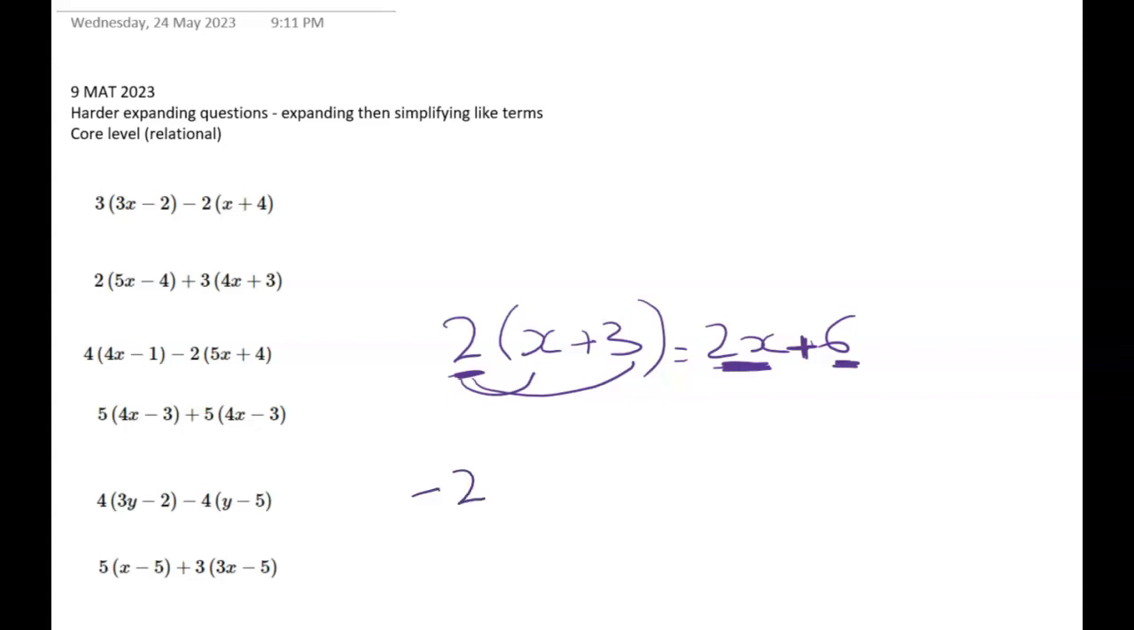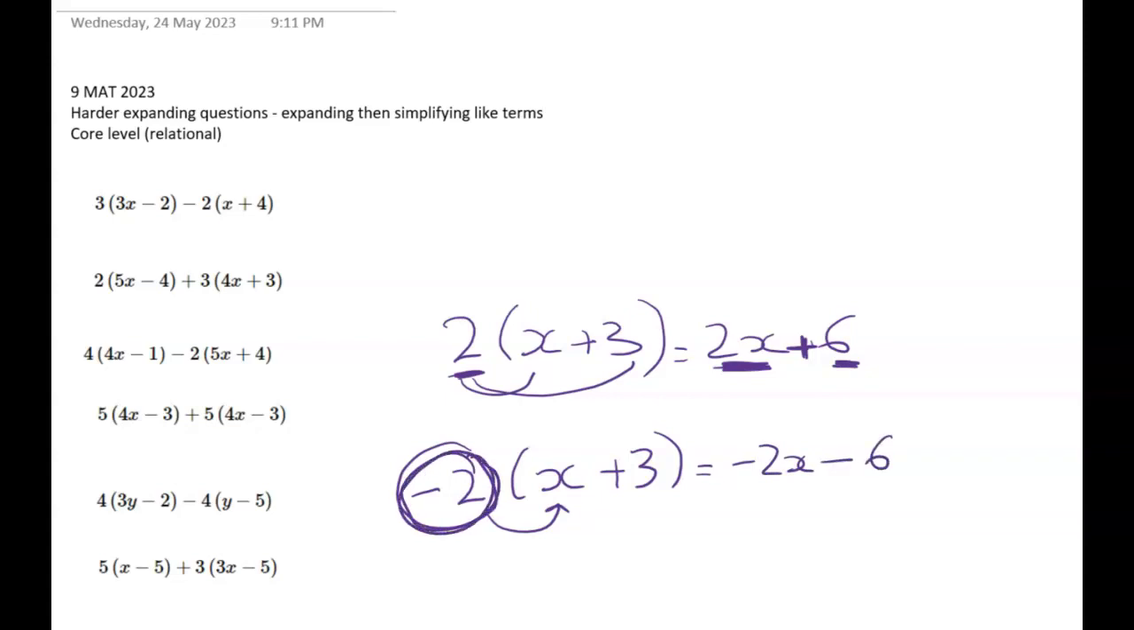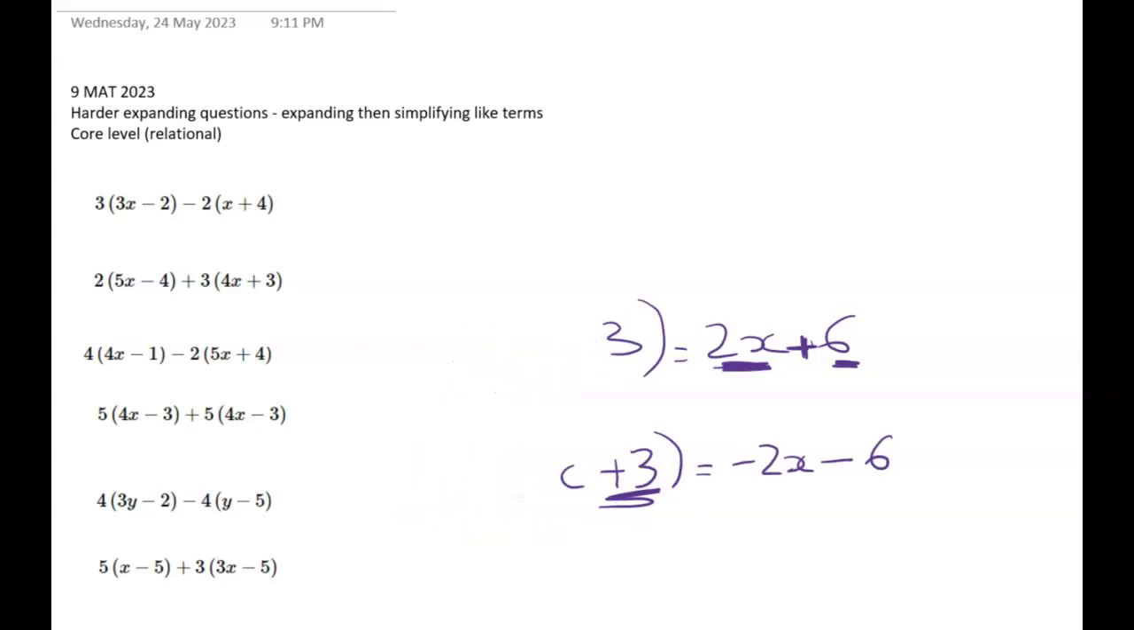If I have a negative 2 here, let's just remember what that would do. Negative 2 times x gives me negative 2x, minus 6. It's a minus because I'm taking negative 2 and multiplying it by a positive 3. Negative times a positive gives me a negative. Okay, so far so good. There's no more simplifying that I can do there.